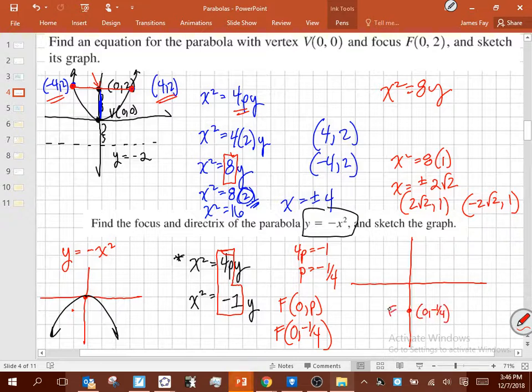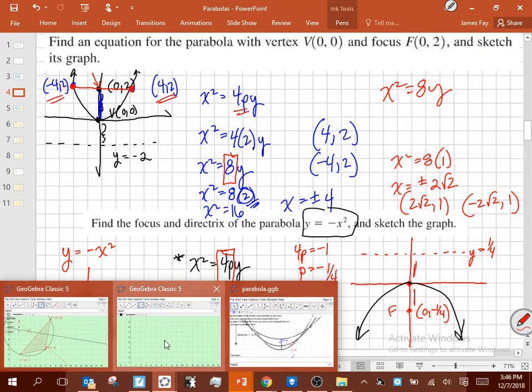That's my focus. My directrix is always opposite that. So my vertex is going to be at 0, 0. My directrix then is that distance on the other side. So that distance is 1/4. So up here I have y equals 1/4 as that directrix, and then the parabola obviously has to open downward, so the focus is inside the parabola. And if we needed to, we could obviously then find some other points. We would see -1, -1, and 1, -1 are on that parabola and so forth.